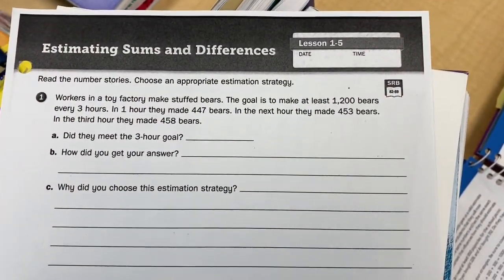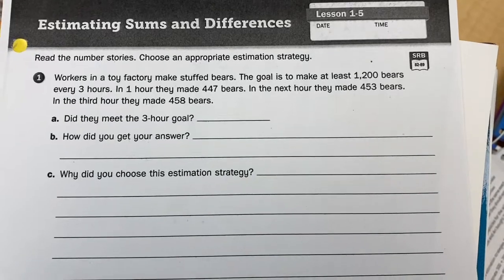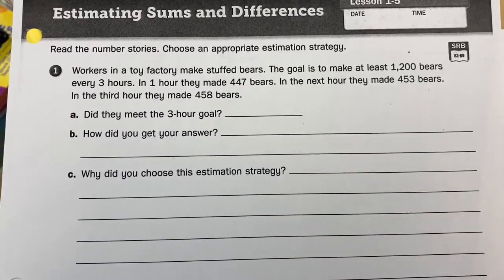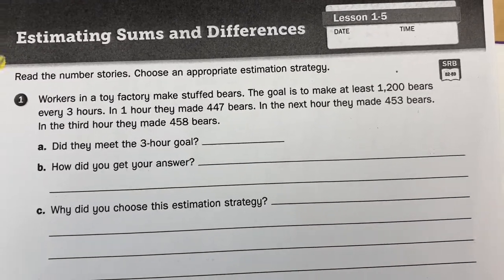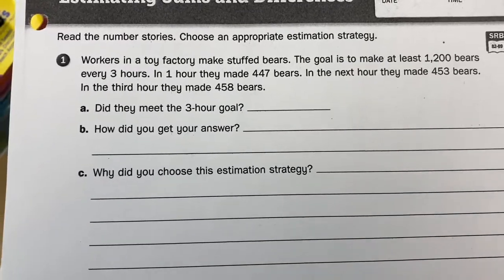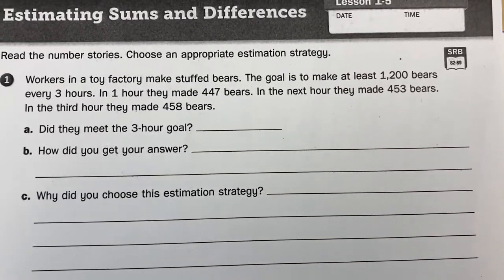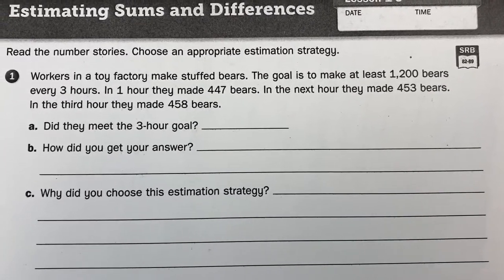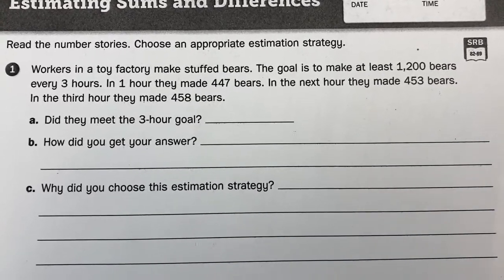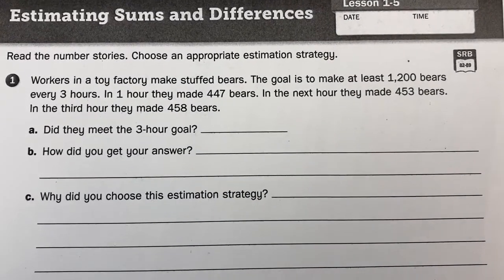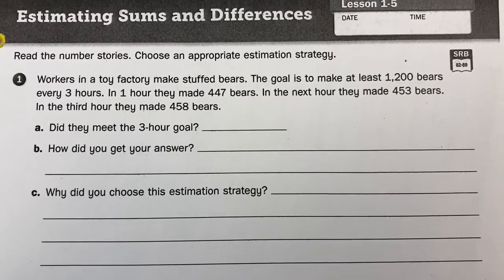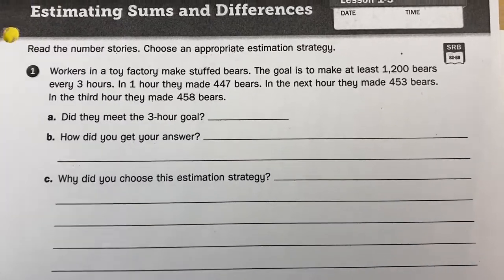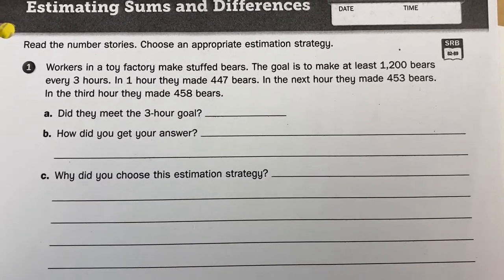All right, guys, next you're going to start a page that I have put online. I am retyping some of these so that they are in Canvas, but I'm just going to read this to you and we'll talk about it. You are going to go online and answer it in the Canvas app. The first one says, workers in a toy factory make stuffed bears. The goal is to make at least 1,200 bears every 3 hours. In 1 hour, they made 447 bears. In the next hour, they made 453 bears. The third hour, they made 458 bears.